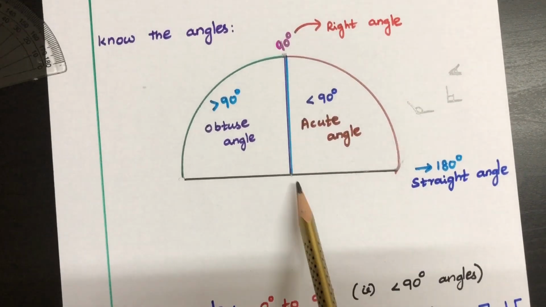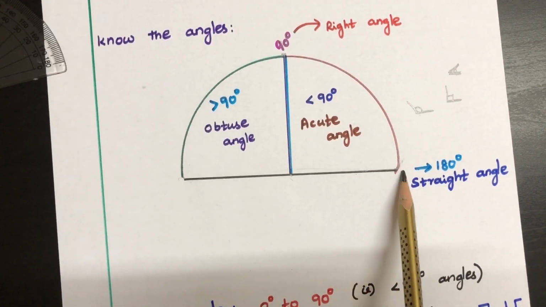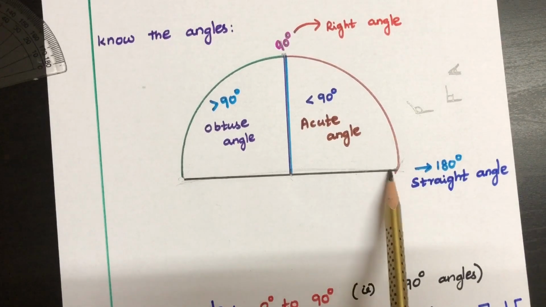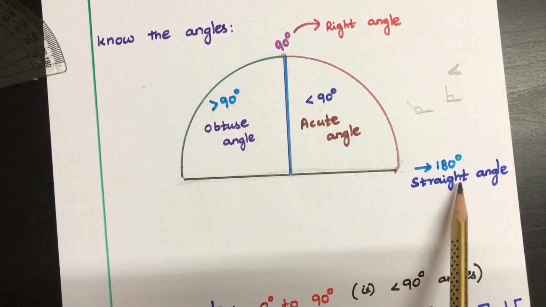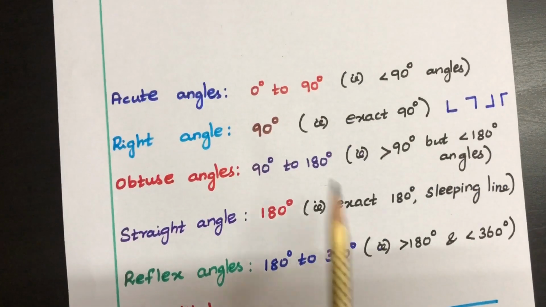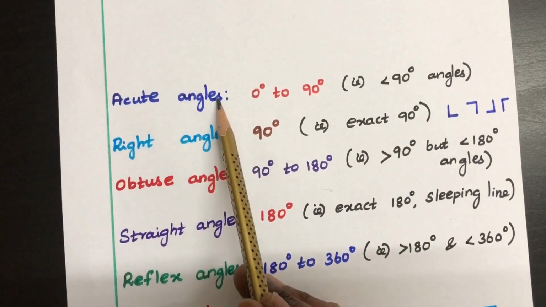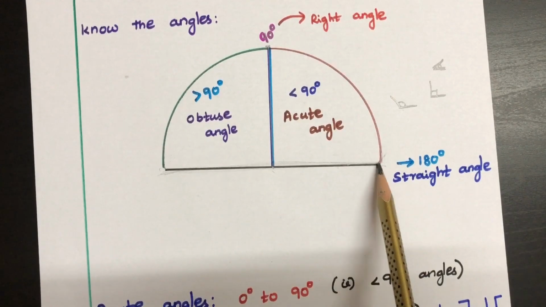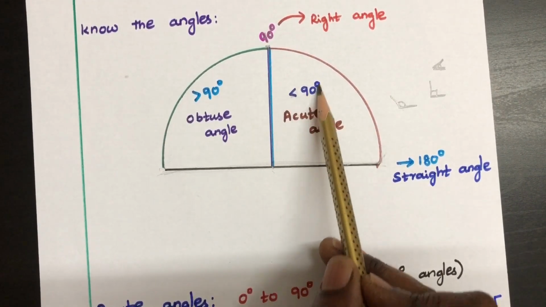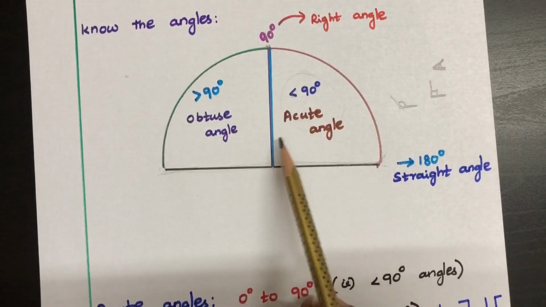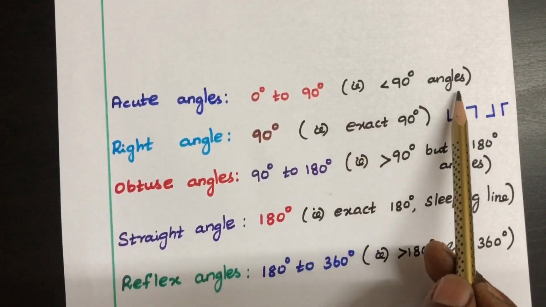See here. This is straight angle, 180 degree. The sleeping line is there now, here. It is 180 degree. This is called straight angle. We will see it in detail. Acute angles are from 0 to 90 degree. That means less than 90 degree angles will form here. They are all called acute angles.